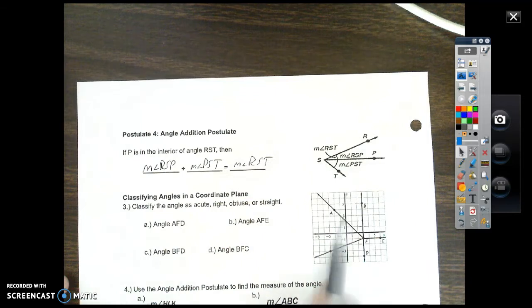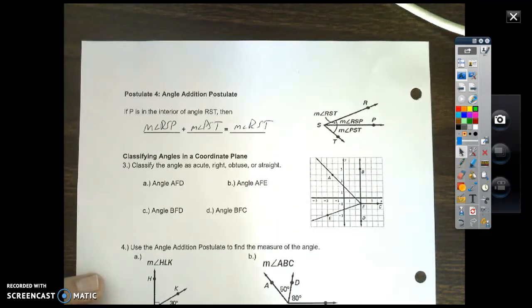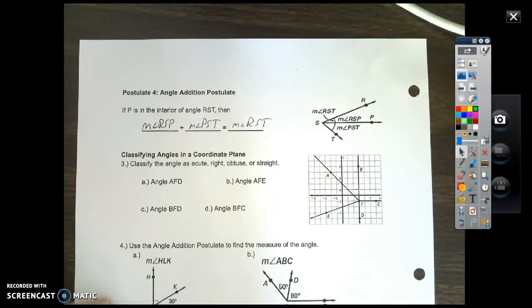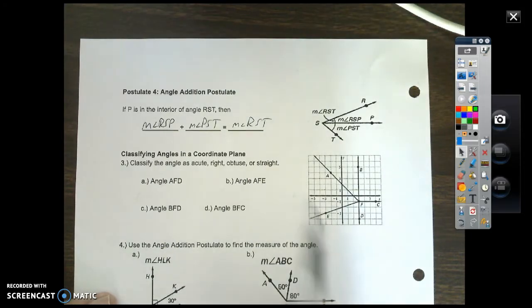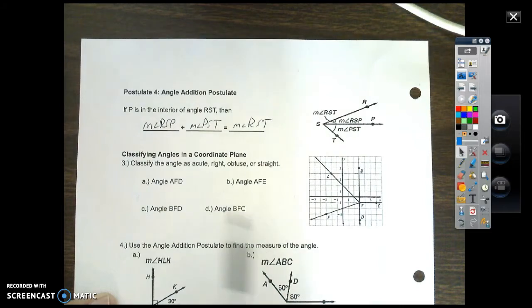Okay, so the two small angles have to give you the big angle. Alright? So, classifying an angle in a coordinate plane. Here we've got a bunch of different pictures drawn. We have points plotted A, B, C, all the way through F. And they're asking us for angle AFD.